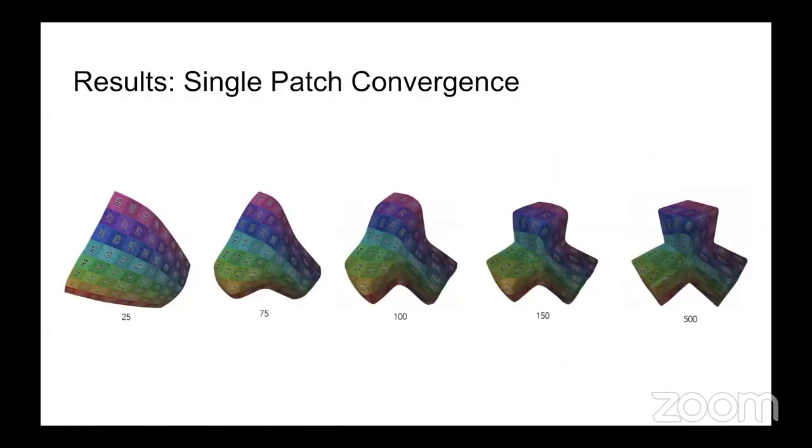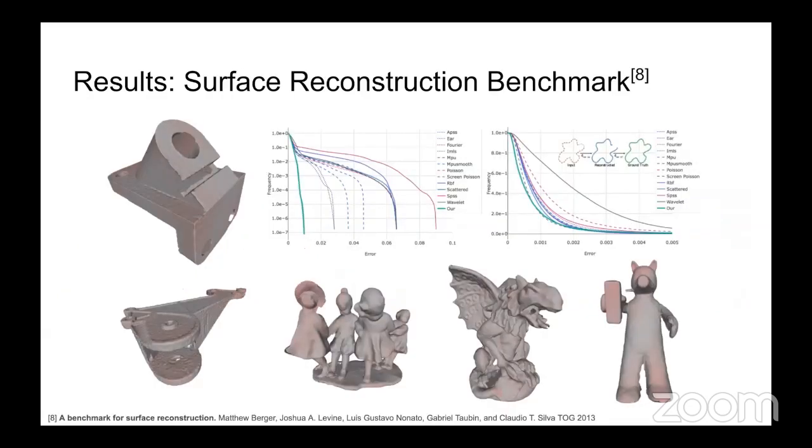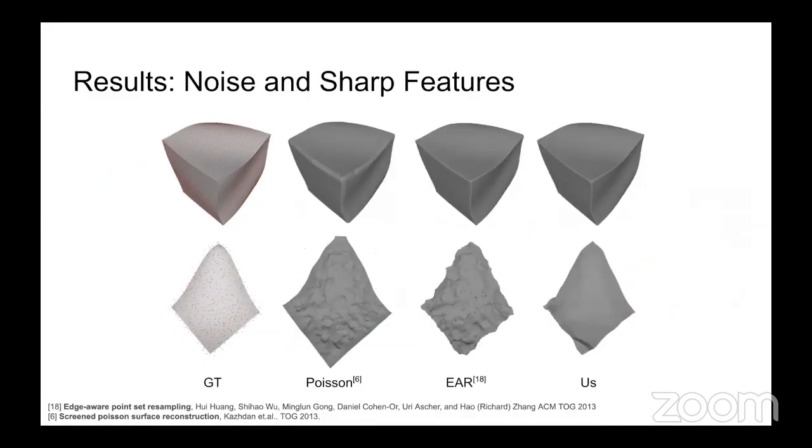Remarkably, we see that within a single patch, the parametrization has low distortion, the surface does not oscillate, and we also recover sharp features. We ran our method on a standard benchmark and quantitatively outperformed the state-of-the-art. Finally, while existing techniques often trade off robustness to noise with the ability to represent sharp features, we find that our method is capable of both.